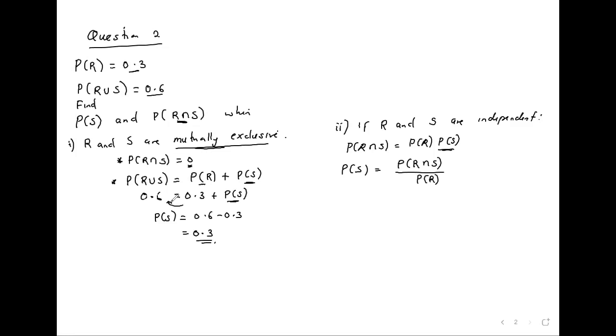Okay. So now on the independence, if the two are independent, how do we find the intersection? Or how do we find the missing one?